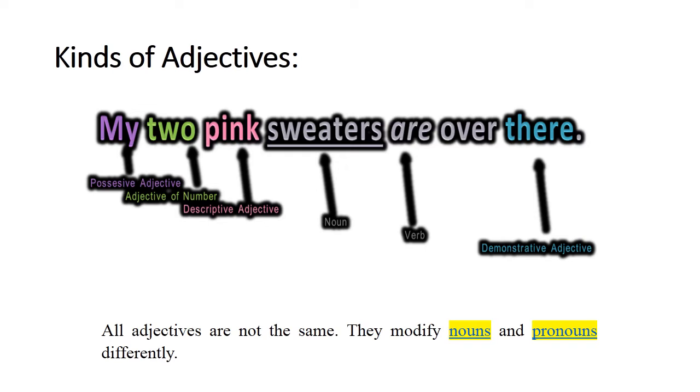And here look at this word, there. There is showing demonstrative adjective. It's showing where it is lying. It means the sweater is lying over there, so it's showing its place. It is called demonstrative adjective. All adjectives are not the same. They modify nouns and pronouns differently.